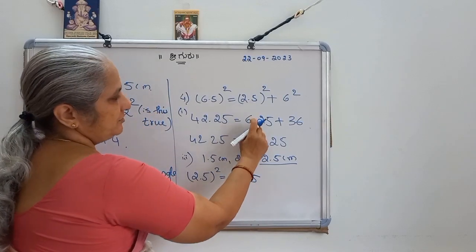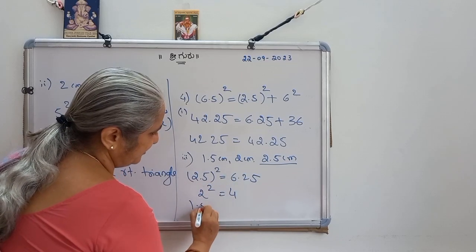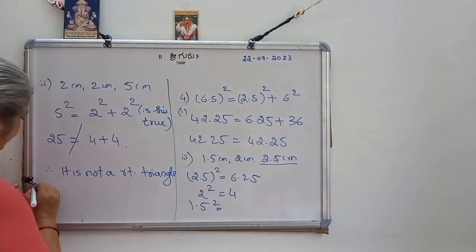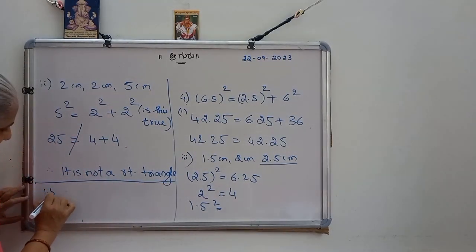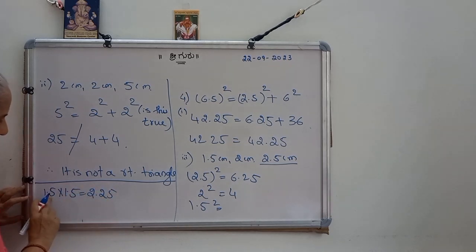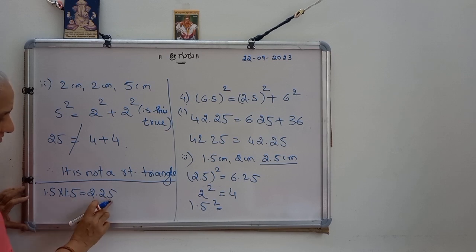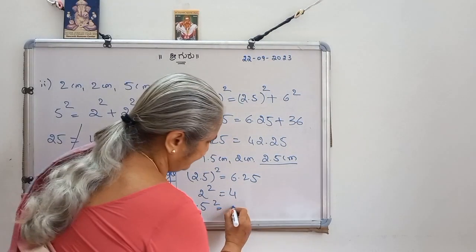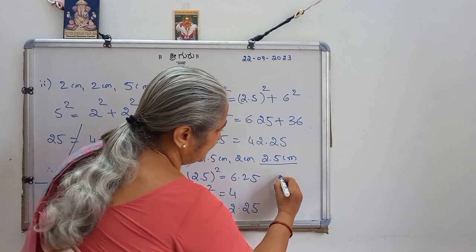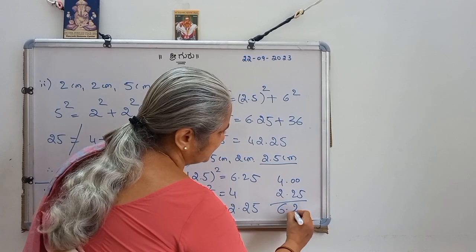Just now here we have multiplied, and 2 square is equal to 4 and 1.5 square is equal to 1.5 into 1.5, which is 2.25. 15 5s are 75, carry 7, 15 1s are 15 plus 7 is 22, and 2 decimal points are here. Therefore, after 2 decimal points from the right, we have to put the decimal point. It is 2.25. So, adding 4.00 and 2.25, it is 6.25.